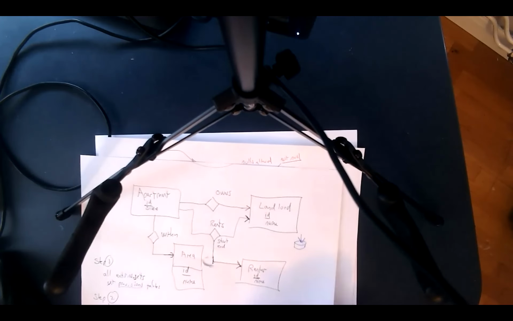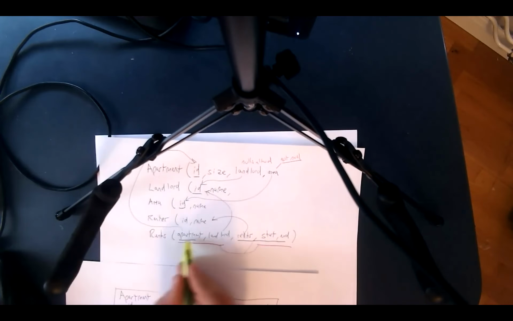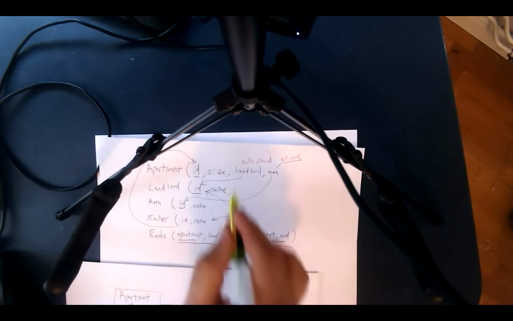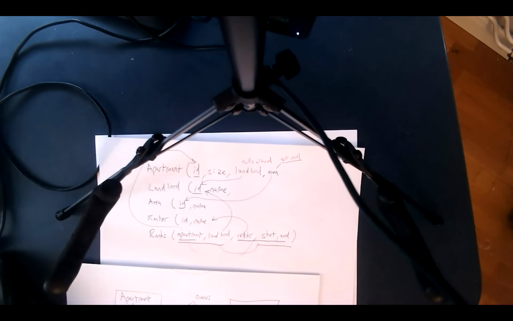Handle many-to-many relationships. The way we do that is we turn them into a table, and then we make foreign keys going out. So, is this clear?